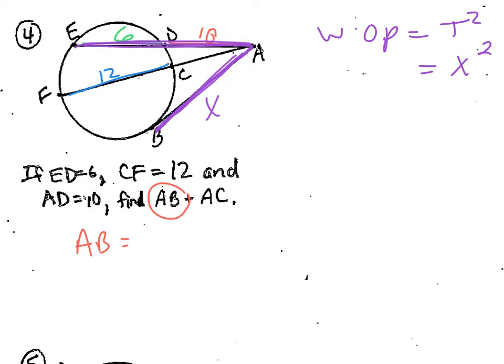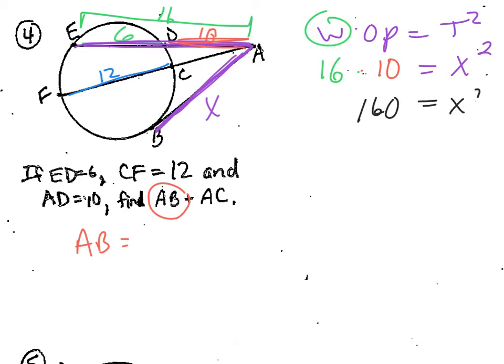If I'm looking at AE up here, the whole length is 10 plus 6, or 16. So I've got 16 for that whole, times the outer part, which was the 10 that I had labeled here for AD. So I've got 16 times 10 equal to x squared. Do the math: 160 equals x squared.